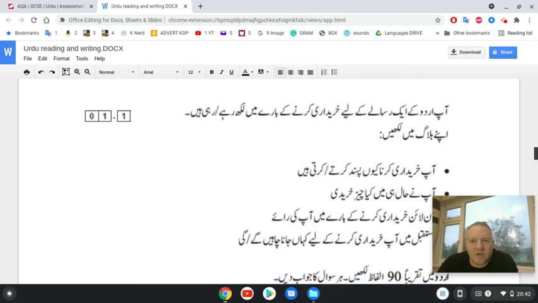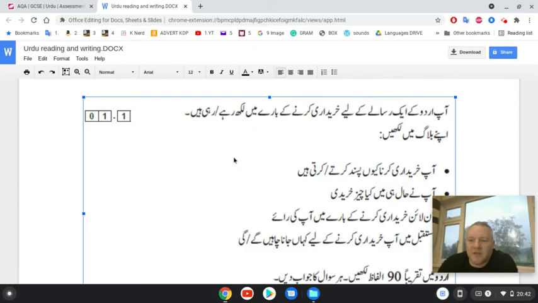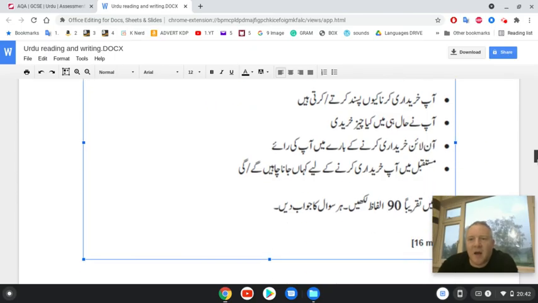आप उर्दू की एक रसाली के लिए, so you can see a theme here. So it's writing for a Urdu magazine or school paper. खरीदारी करने के बारे में लिख रही हैं. So we're going to be writing about shopping. आप खरीदारी करना क्यों पसंद करते हैं? Why do you like shopping?